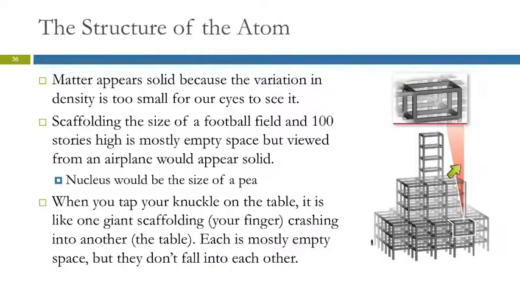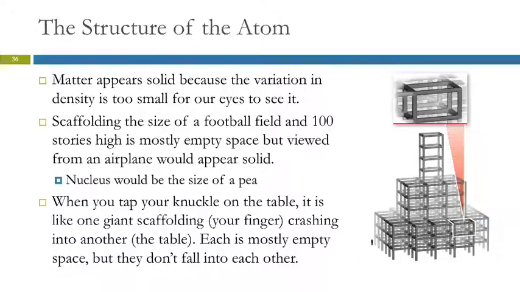If this was an atom, the nucleus would be the size of a pea. This scaffolding, the size of a football field, 100 stories tall, would be the volume of the atom. The nucleus would be the size of a pea. And then you'd have maybe 10, 50, 100 electrons. And the electrons are even smaller than the pea, mostly empty space.